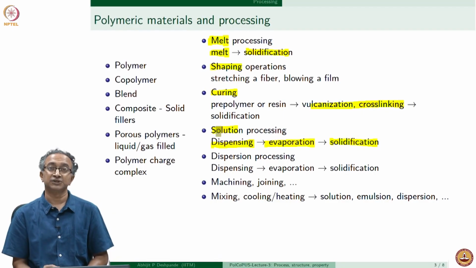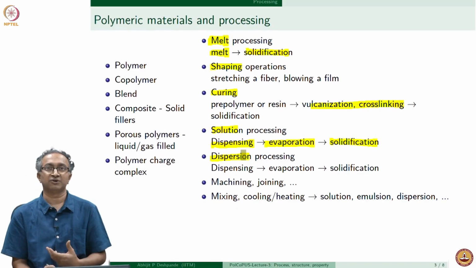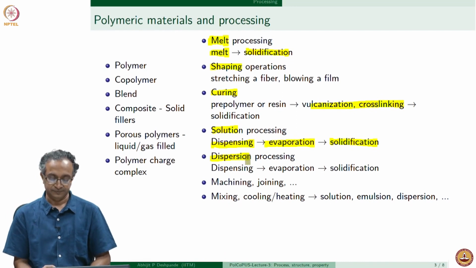We need not have a solution of polymer where there is an intermolecular mixing. We could have just polymer particles, like in case of paint, where we have particles of polymer, particles of pigment, which is usually an inorganic oxide, in a solvent. So this is called dispersion.